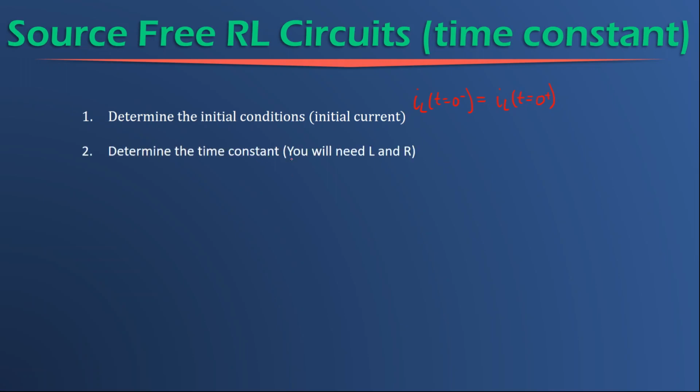Second, determine the time constant. We know that the time constant tau equals L over R. So we're going to need the equivalent inductance value and the equivalent resistance value when t is greater than 0. And then finally, we determine the current response. We know that the current response, iL(t), is going to give you I0 e to the negative t over tau.